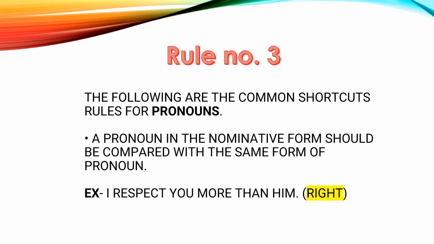Next, rule number 3. The following are the common shortcut rules for pronouns. Now, at number 3, we are going to discuss some of the shortcuts, rules, and mistakes related to pronouns. A pronoun in the nominative form should be compared with the same form of pronoun.